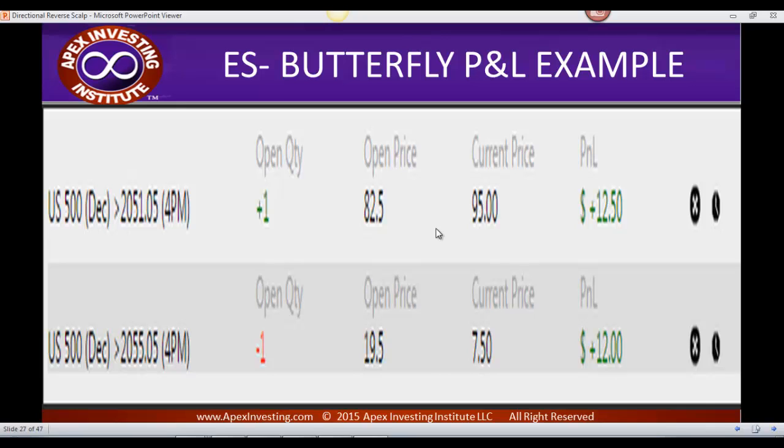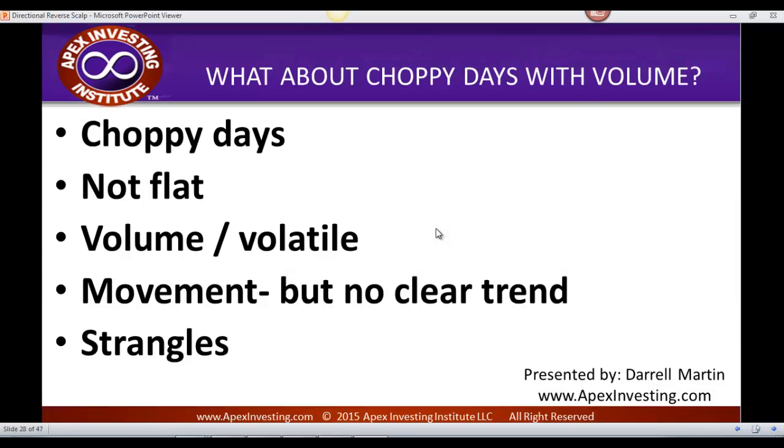Okay. So that was an example of a strategy we use for flat range-bound days. Okay, that was for what we call a butterfly strategy, how to take advantage of the market when it's just flat. Now, what about choppy days? Okay, where there is actually volume.